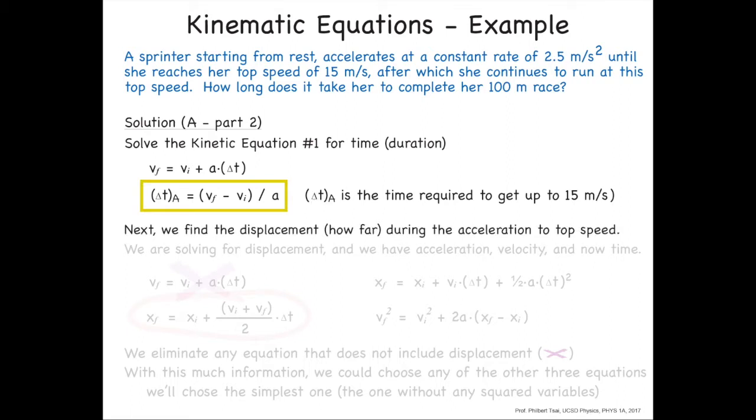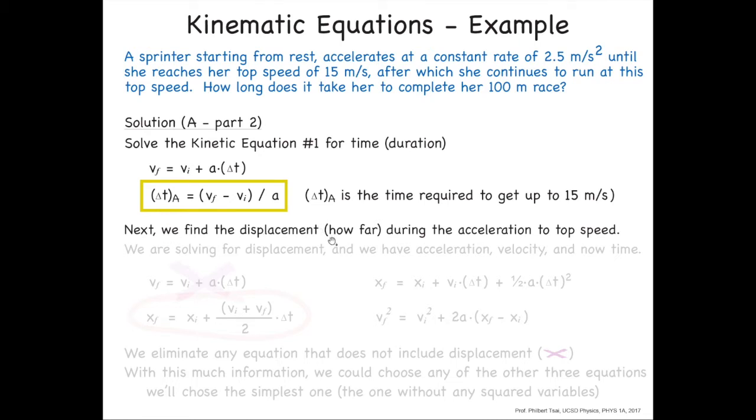Next, we're going to find the displacement, how far. Oh, I should go back and say this is now solved, because they gave us the final velocity, top speed of 15. They gave us the initial velocity, she started from rest. And they give us the acceleration, which is 2.5 meters per second squared. So in essence, we have delta t. We just have to plug in numbers. But we're going to leave it in terms of equations for a moment.